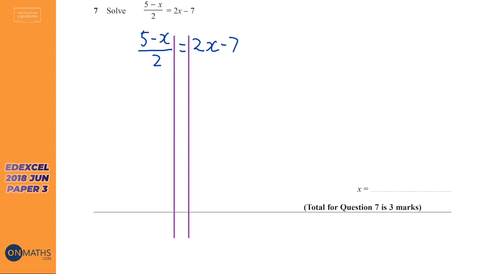In primary school, maybe they feel that there is a correct way of doing things, but that's a video for another day. Right, on the left hand side we have 5 minus x over 2.